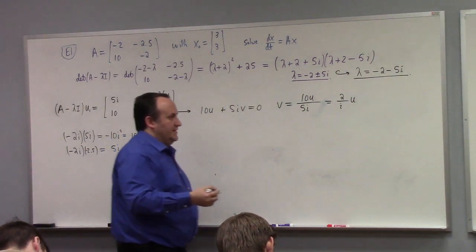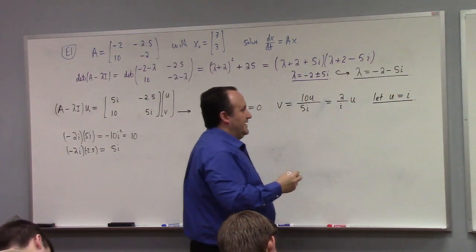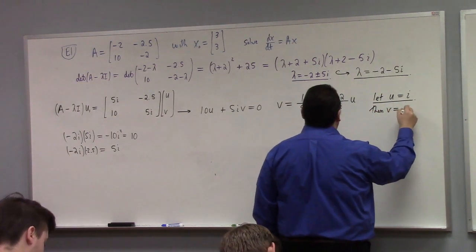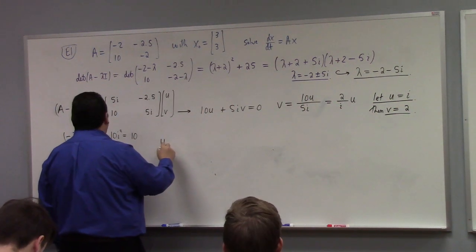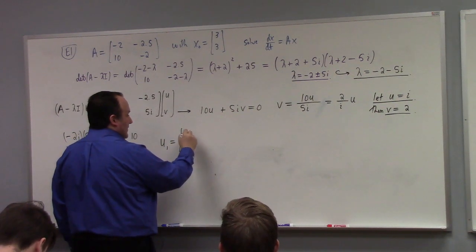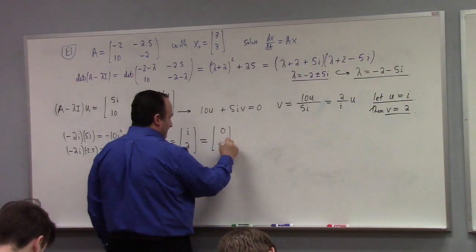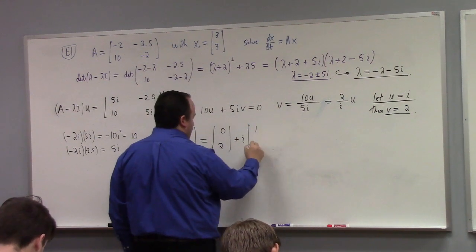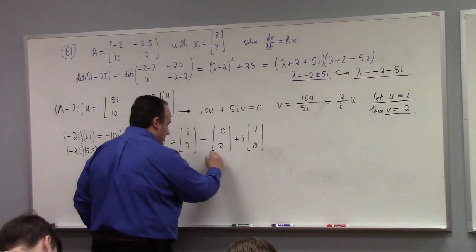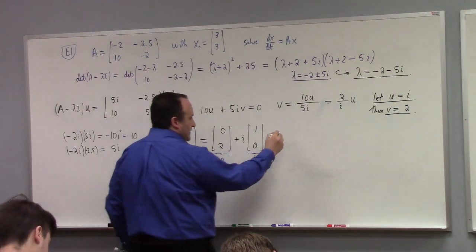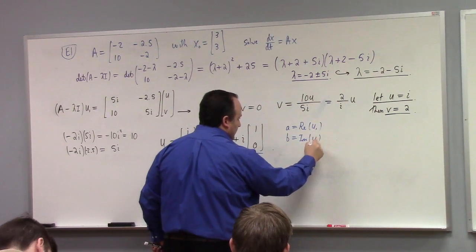So if we let u equal to i, that's kind of nice, right? If I let u equal i, then my v is 2. And so my complex eigenvector is i and 2, which I can rewrite as 0, 2 plus i times 1, 0. So folks, this is the A, and this is the B. So here A is the real part of u1, B is the imaginary part of u1. All right?